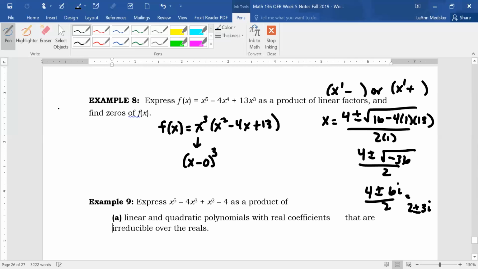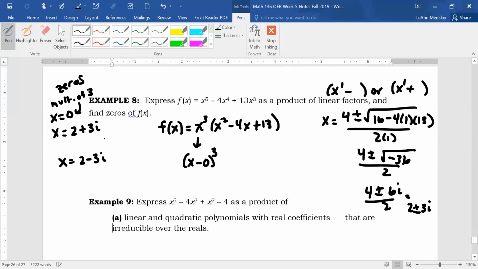Now, when writing something as a factor, I'm going to show you the zeros over here. So one of my zeros is 0, and it had a multiplicity of 3, by the way, because it occurs 3 times because of the cubing. My other zeros are 2 plus 3i and 2 minus 3i. So these are the zeros. So that's one part that they asked us for.